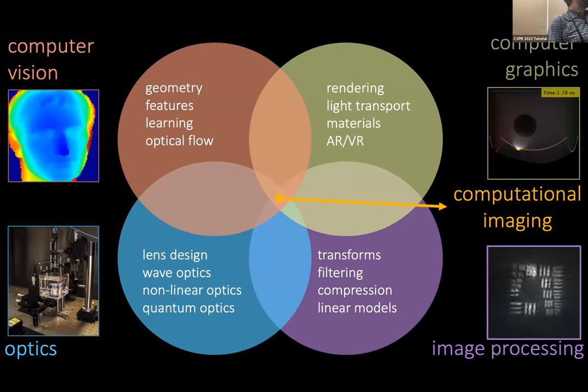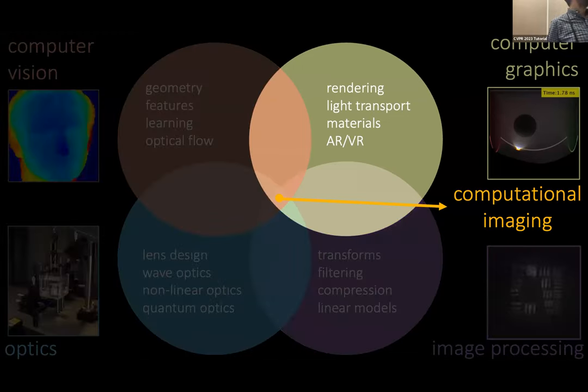So what we want to do today is emphasize one aspect of this Venn diagram, which is the role of computer graphics in computational imaging, and specifically a subpart of this Venn diagram, which is rendering. So how physics-based rendering techniques, which are encountered in vision and graphics in a lot of flavors, can help specifically for computational imaging. And we'll do that in the context of the following structure.